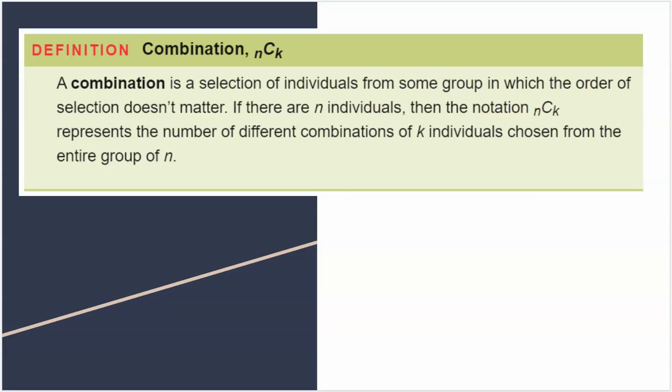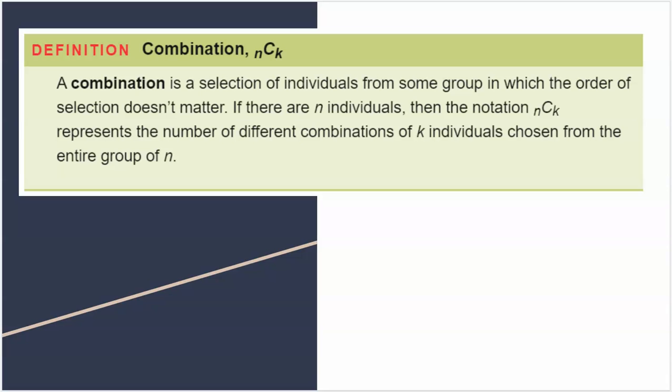The definition of a combination: it's a selection of individuals from some group in which the order doesn't matter. If you have n individuals and you want to choose k slots to fill, then the notation nCk represents the number of different combinations of k individuals chosen from the entire group of n. So let's break it down.